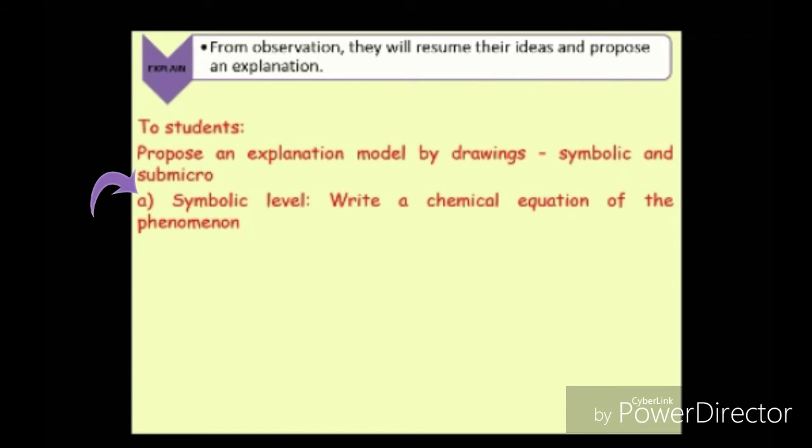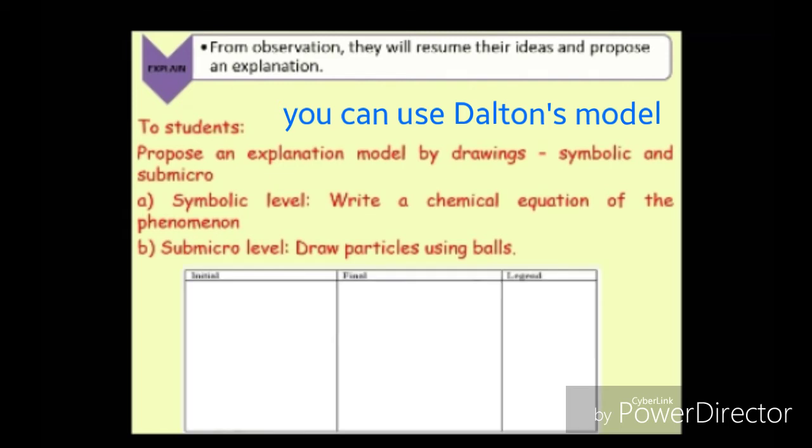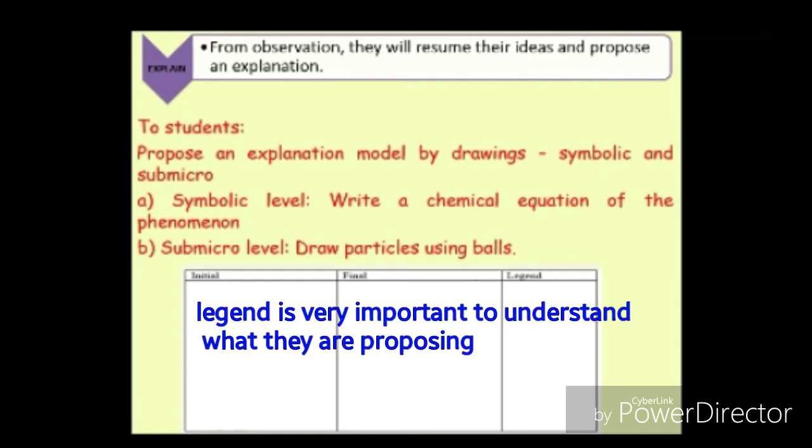A. Symbolic level, write a chemical equation of the phenomenon you have observed. Submicro level, draw particles using balls. You can use Dalton models. Here's an example, initial, final. The legend is very important to understand what they are proposing.